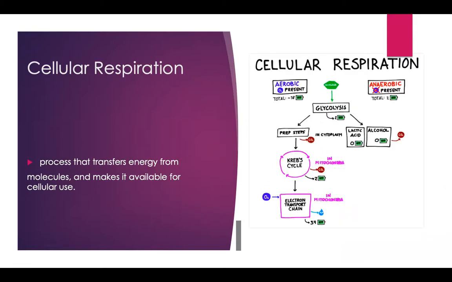Next, I'm going to discuss cellular respiration. It is the process that transfers energy from molecules and makes it available for cellular use. In the picture to the right, I show some examples of cellular respiration. You have aerobic, which is in the presence of oxygen, and anaerobic, which is the absence of oxygen. Also shown are glycolysis, the Krebs cycle, and the electron transport chain, which are all part of cellular respiration.